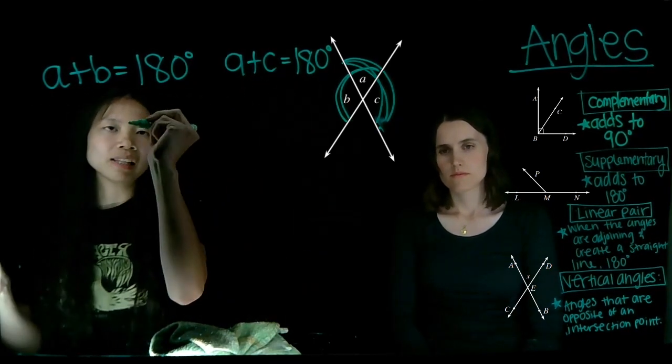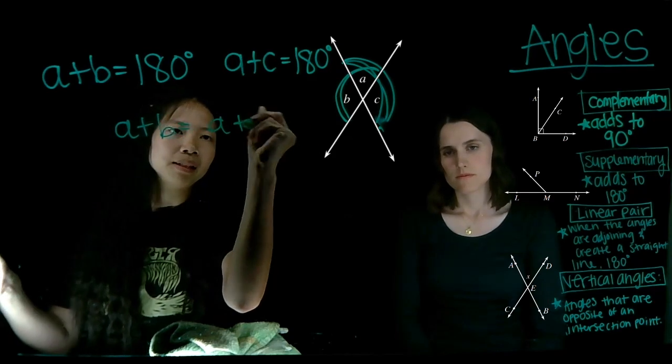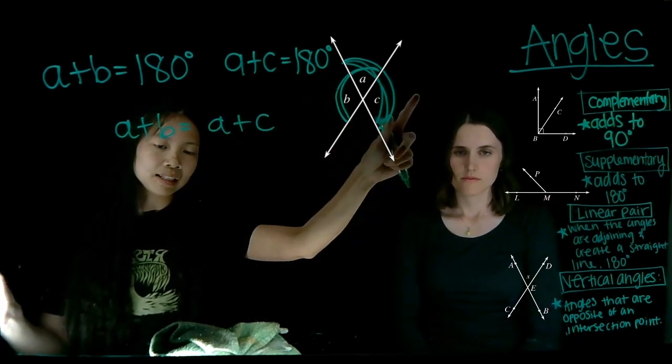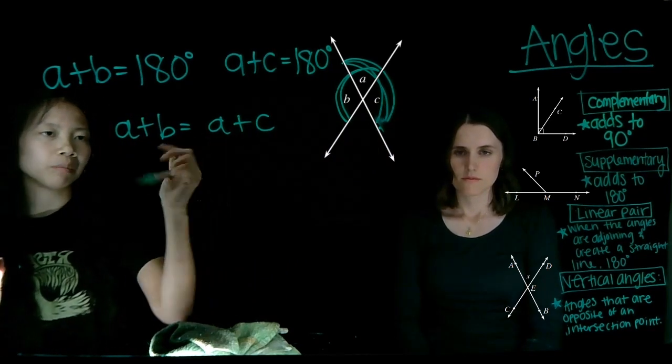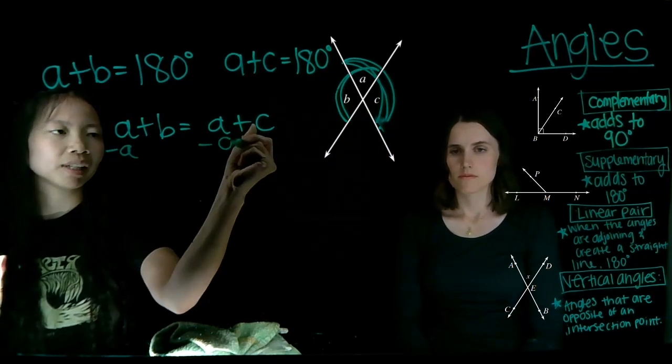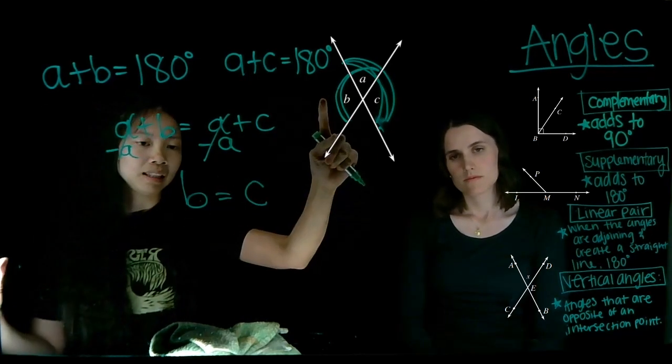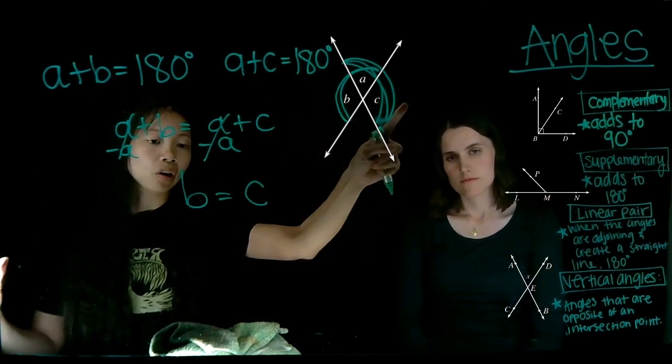So I can rewrite this as A plus B equals A plus C. I can simplify things down to prove that B and C are indeed the same size. So since they have an A on both sides, I could take away an A from both sides. So I'm left with B equals C. And now we've proven algebraically that these vertical angles are always congruent.